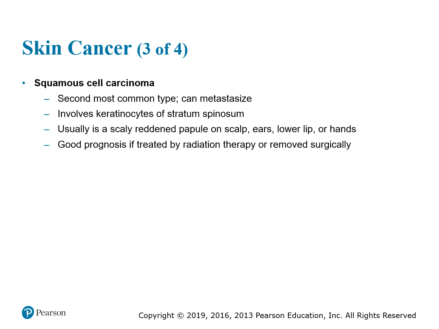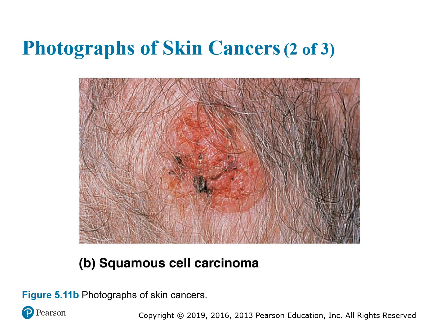And this can actually metastasize and become cancerous, moving to other organs. This is due to the keratinocytes of the stratum spinosum, leading to a reddened papule, especially common on these vulnerable areas that are getting lots of sun, your ears, lower lips, and hands. But if treated early, good prognosis, can be treated with radiation therapy or surgically removed.